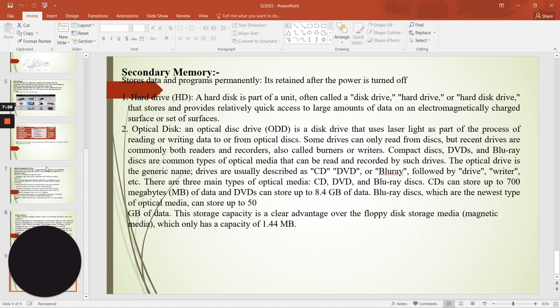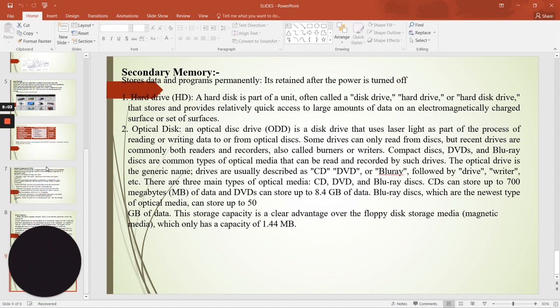Now let us look at the secondary memory. They store data and programs permanently. It's retained after the power is turned off. Hard drive, HD. A hard disk is a part of a unit, often called a disk drive, or hard drive, or hard disk drive, that stores and provides relatively quick access to large amounts of data on an electromagnetically charged surface or set of surfaces.